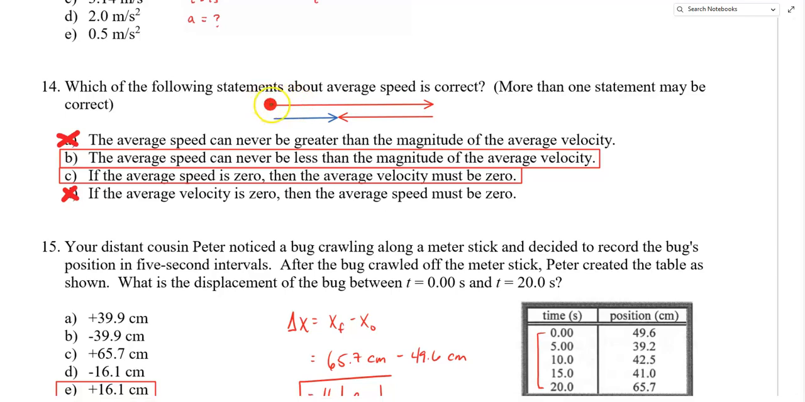So if we have no distance traveled over a certain amount of time, then the velocity must be zero. That's true. Velocity would account for direction, but if there's no movement at all, then there's no velocity at all either. And then also in part B, the average speed can't be less than the magnitude of the average velocity. So once we determine our average velocity based on the displacement that's occurred, the speed itself, you can't travel a shorter distance than your total displacement. So therefore, the average speed can't be less than our average velocity.